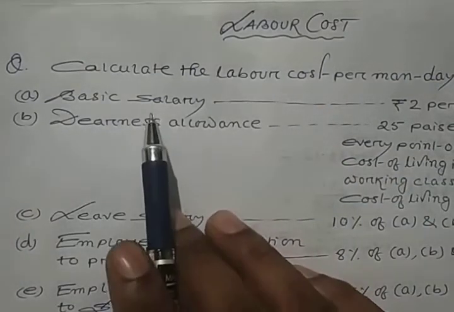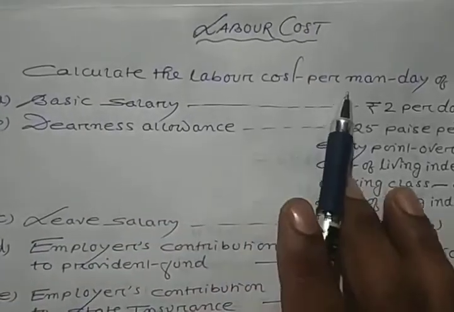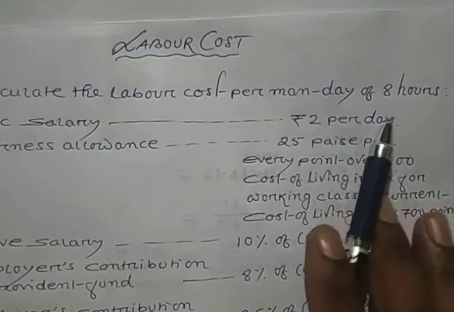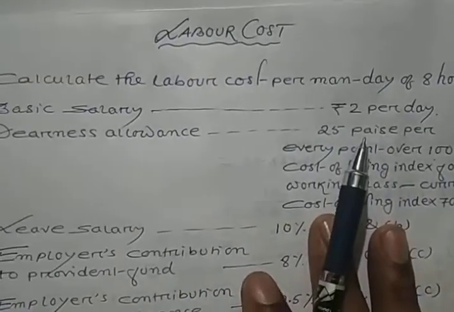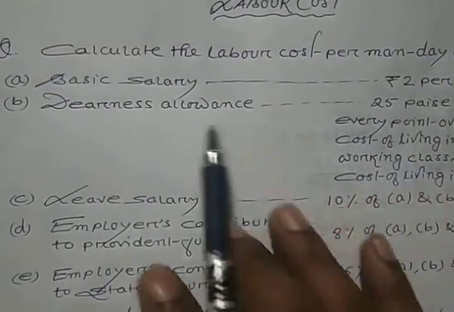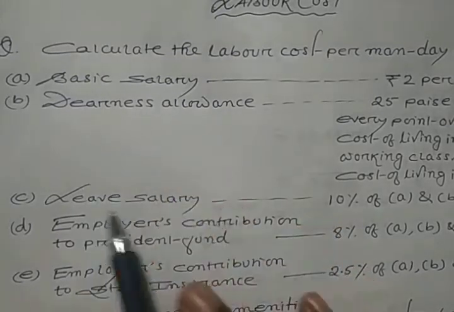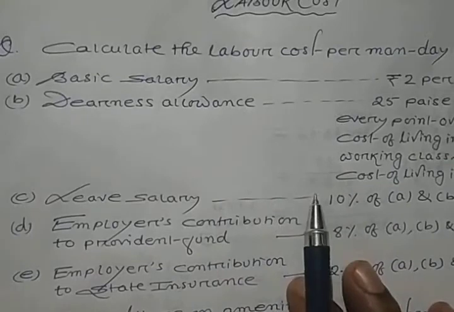First of all, see here: calculate the labor cost per man day of how many hours? 8 hours given. That means you have to calculate labor cost per day. Now these are the informations given. With the help of this information, you have to calculate labor cost per day.